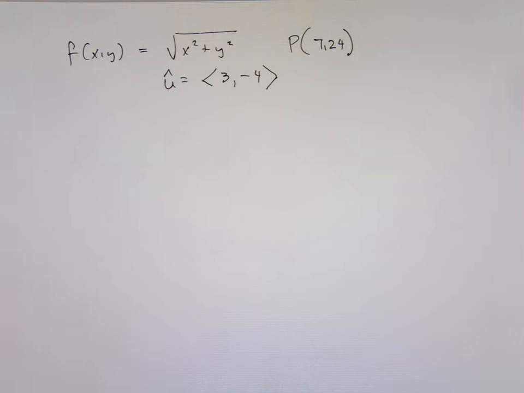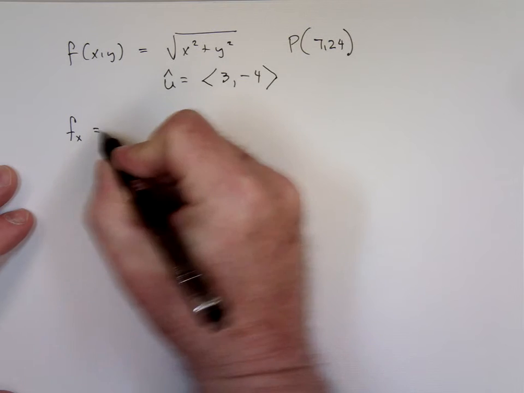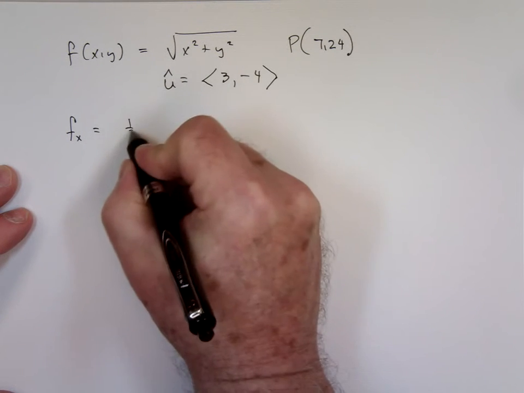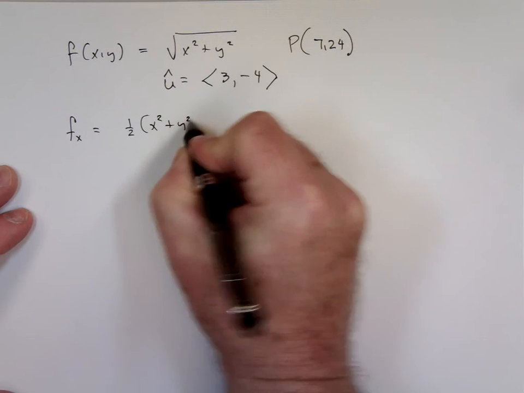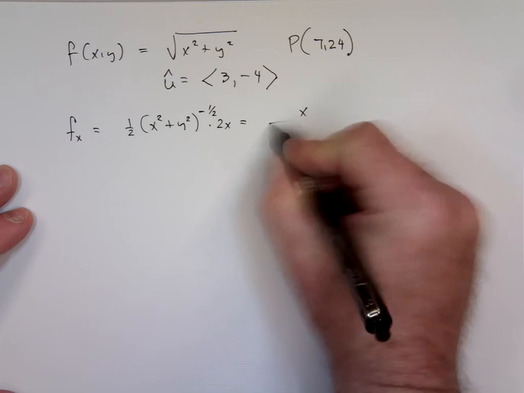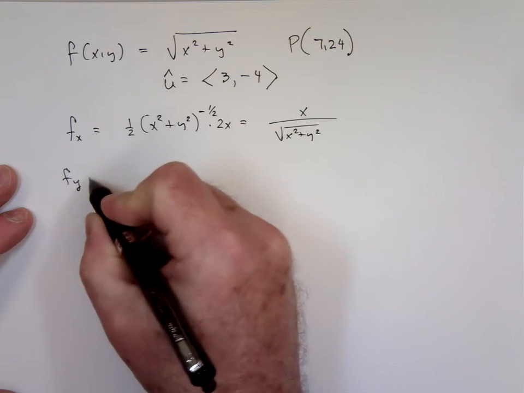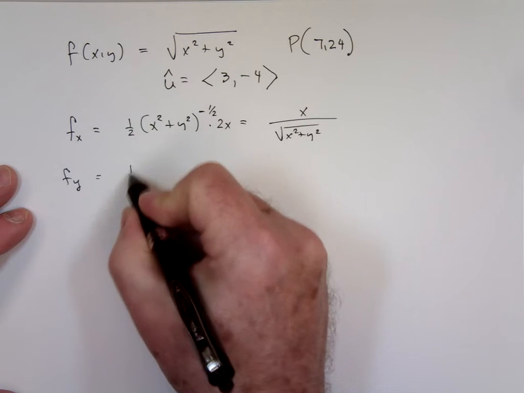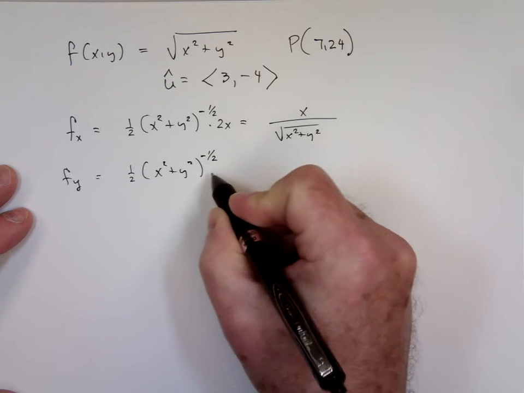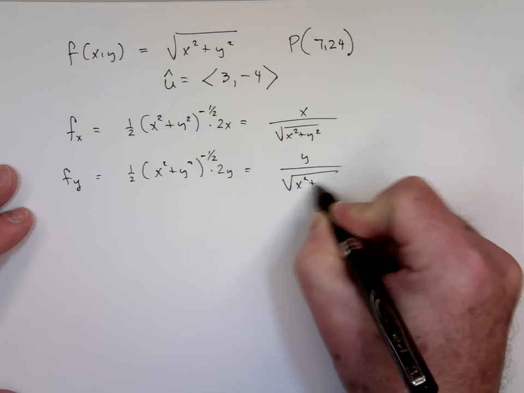Well, let's do it. What do we need? We need the partials. X squared plus y squared to the 1/2. Partial with respect to x: 1/2 times x squared plus y squared to the negative 1/2 times 2x. The 2's cancel. We get x over the square root of x squared plus y squared. Partial with respect to y: 1/2 x squared plus y squared to the negative 1/2 times 2y this time. We get y over that square root.